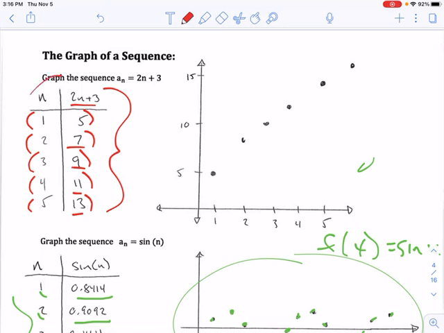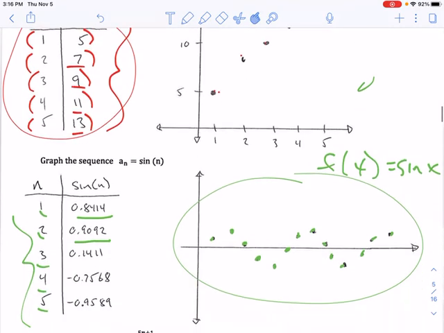With this particular sequence, as n gets larger and larger, these points just keep going up further and further. So it's just increasing without bound. As n gets infinitely large, the function value is getting infinitely large. In other words, it's approaching infinity.